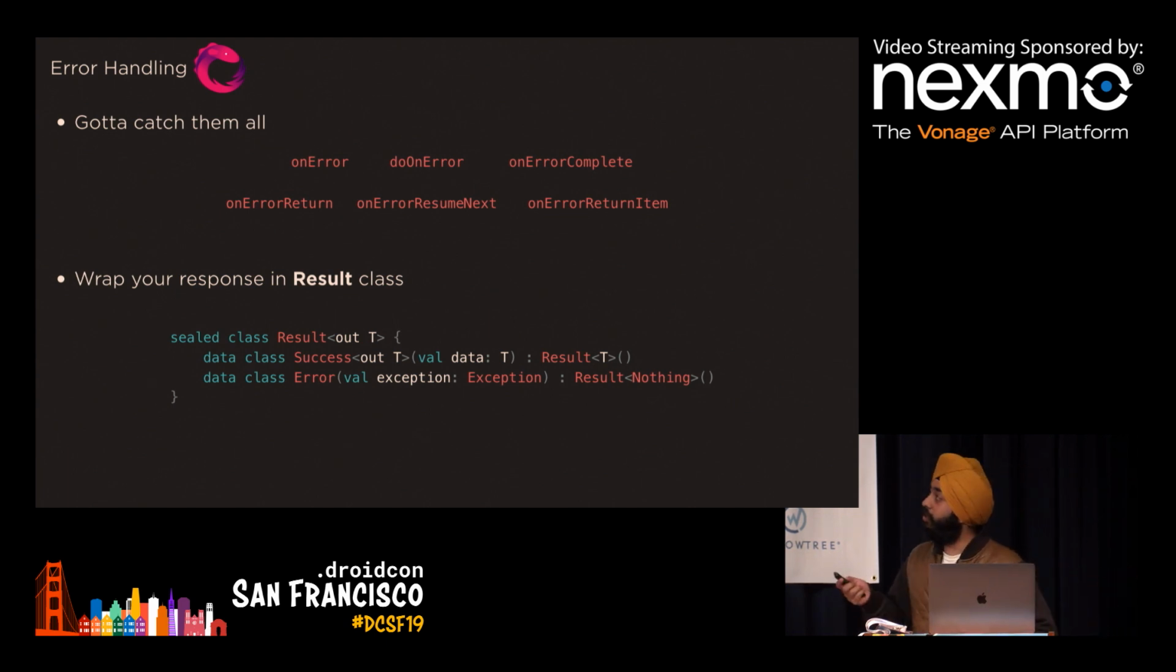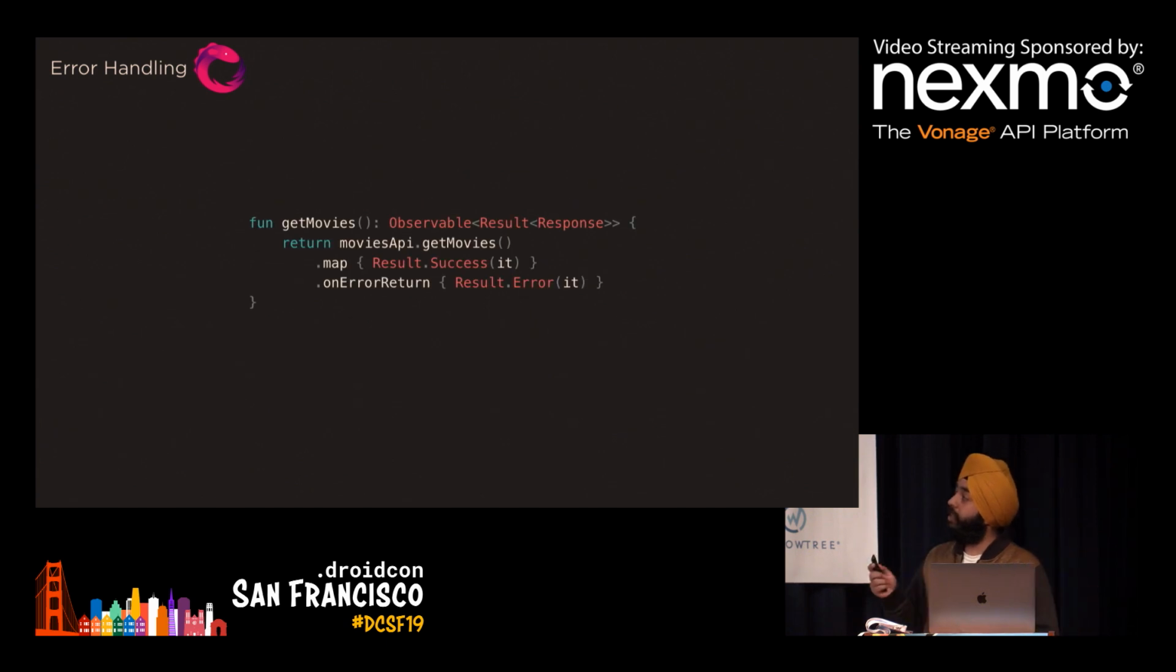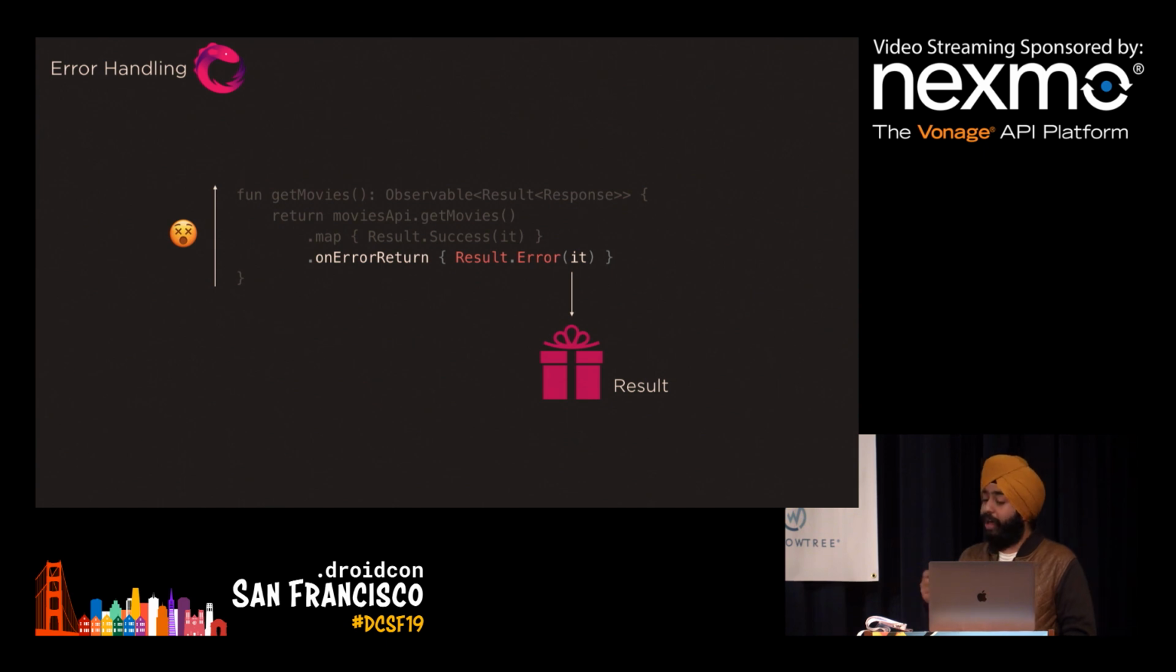Like I'll show you with the example. So if this is a get movies call inside your repository and you use your API client to get movies, you easily map this to result.success, and on the error return, you will map this to a result.error. Now, let's imagine if there is an error here. So you have wrapped the result in some kind of object.